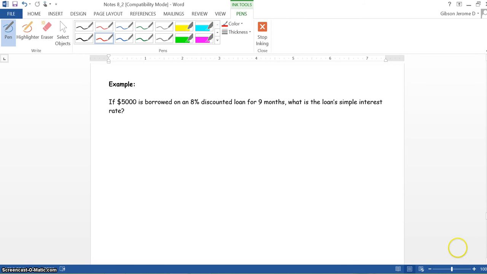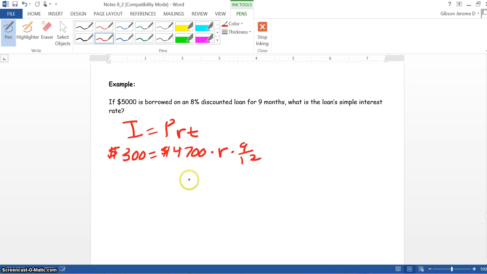Now our next example, it says that $5,000 is borrowed on an 8% discounted loan for 9 months, what is the loan's simple interest rate? Now we want to find the interest rate. So we would take the same simple interest formula, which is interest is equal to principal times rate times time. However, the interest we already know is $300. The principal, we're not going to use $5,000. We're going to use the discounted principal, which we learned in the last problem was $4,700, times the rate we don't know, and the time is still 9/12.